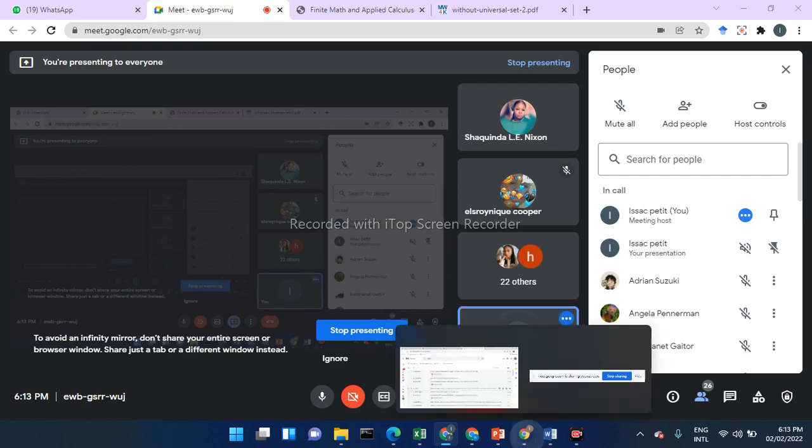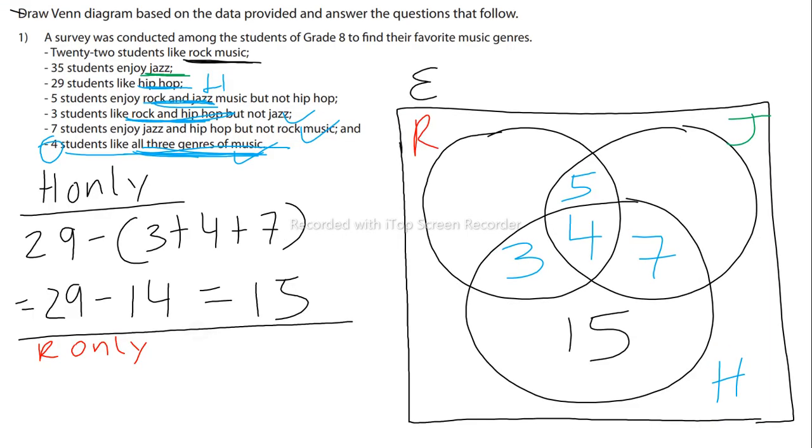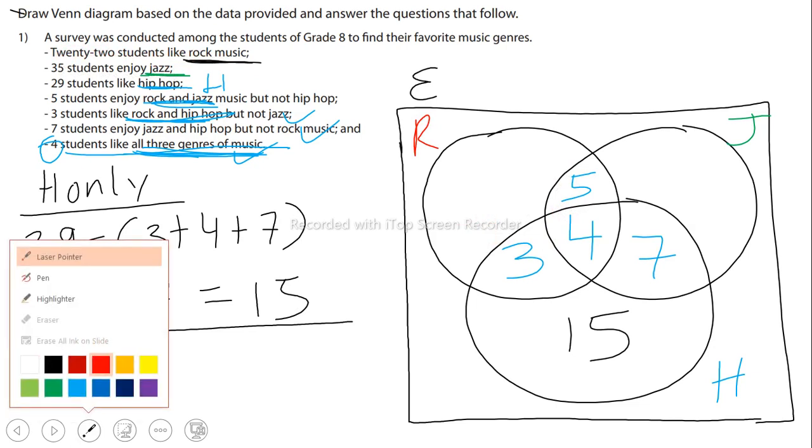Okay, so let's go. Alright, so for R only, remember we're trying to figure out what goes inside this one. So notice that all of this is R, and R is supposed to be equal to how much? 22. Yeah, 22 students like rock. Okay, so all of this combined is supposed to give us 22.